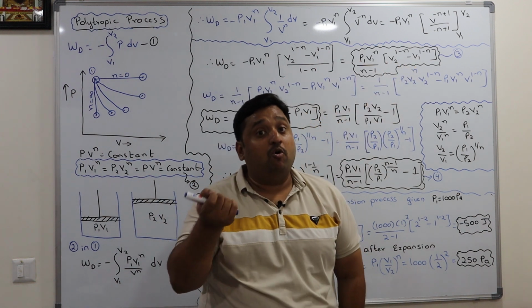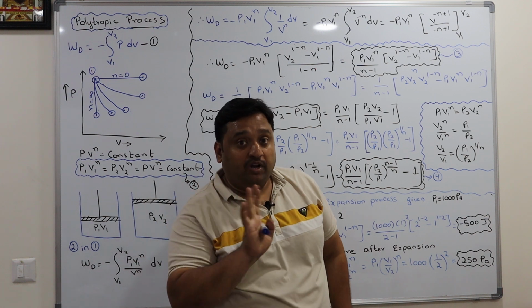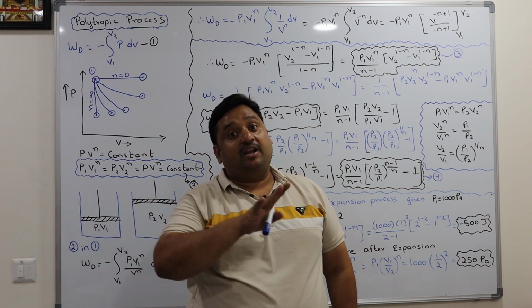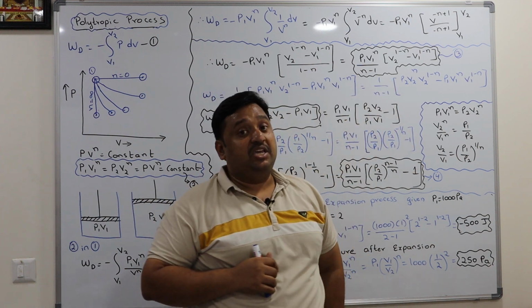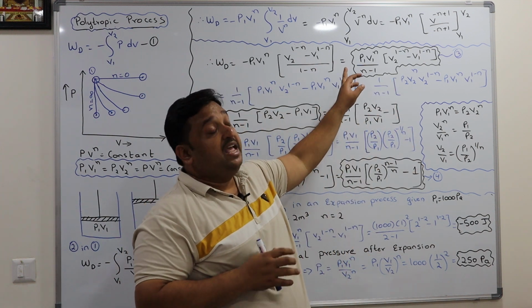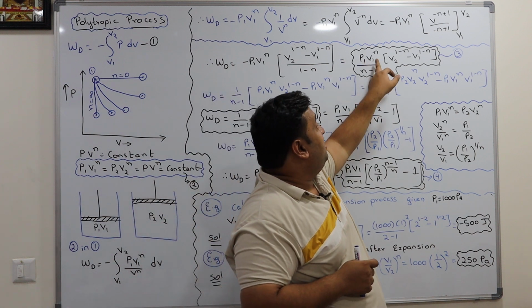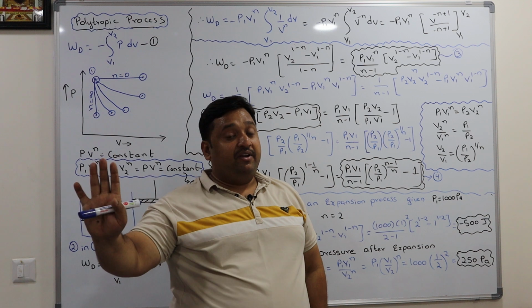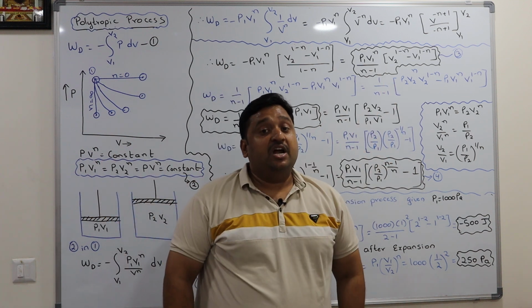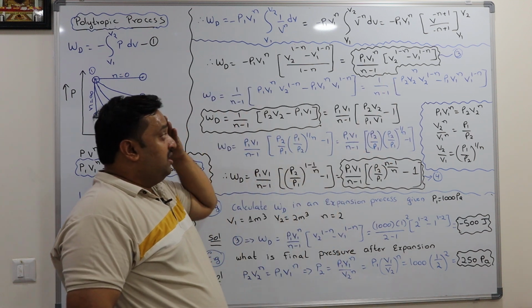What if you don't know this? What if you know the initial pressure, the final pressure and the initial volume? In such cases you cannot use this equation. You can use this equation only if you know P1, V1 and V2. If you don't know them, you cannot use this equation to calculate the displacement work.